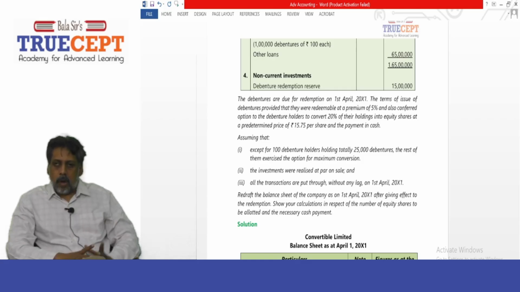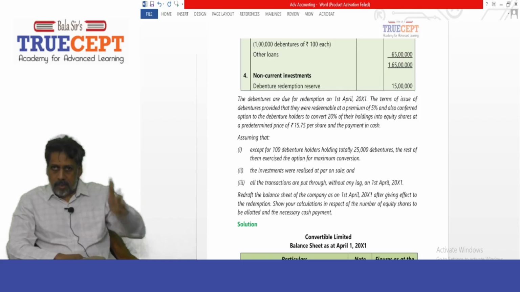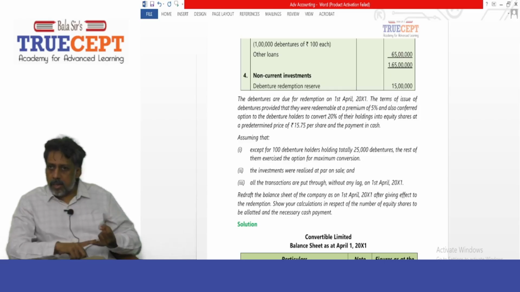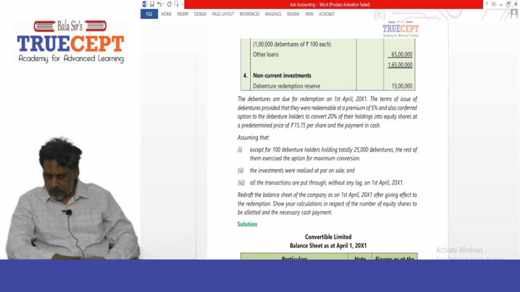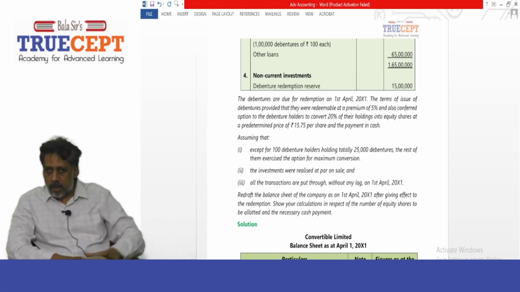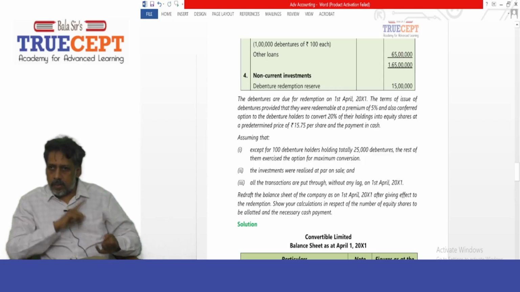And show your calculations in respect of the number of equity shares to be allotted and the necessary cash payment. You know, this sum can come in examination for maybe anywhere between 10 marks and 15 marks. So please learn this sum really, really well. Do not take a chance. So go through this example really well. I'm going to discuss it now. Now, we've got to make 3 workings.